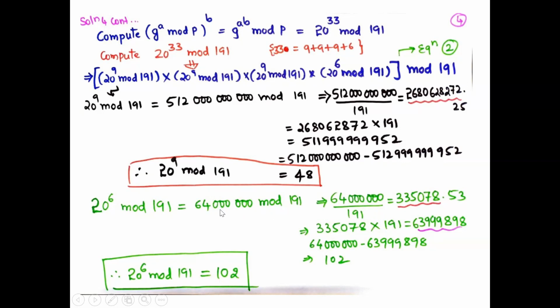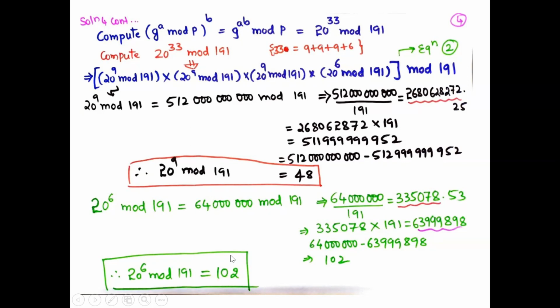First, divide the given number by the modulus, and you will get one number. You take out only the decimal part, multiply it with the modulus value, and the result will be subtracted from the 20 raised to 6 value, that is 64,000,000,000,000. So the answer is 102. So now you got the value of 20 raised to 6 mod 191 as 102.